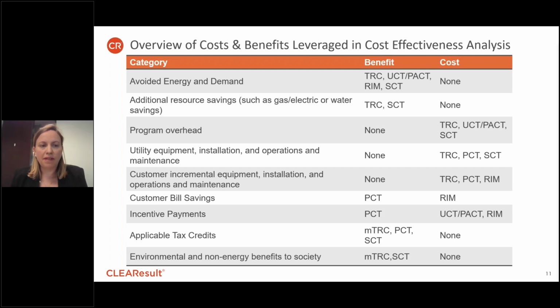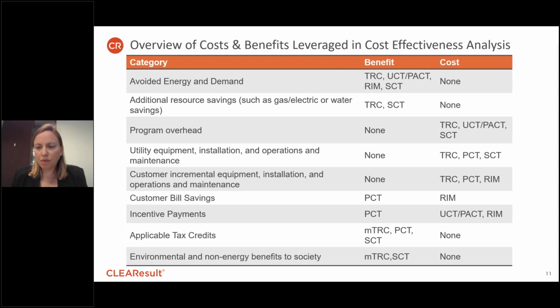Same with incentive payments. That can be both a benefit or a cost depending on which test you're looking at. But the incentive, from a participant perspective, is great. You're going to receive a higher incentive to participate in the program. However, from a utility perspective, that's also a cost that's incurred to run the program.